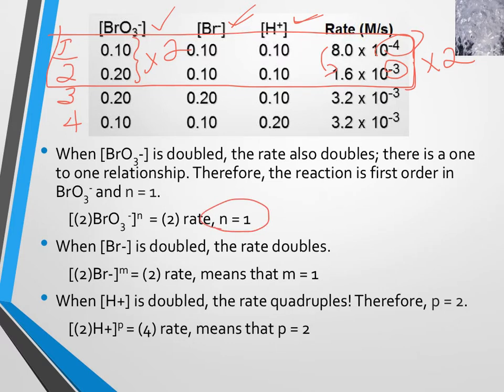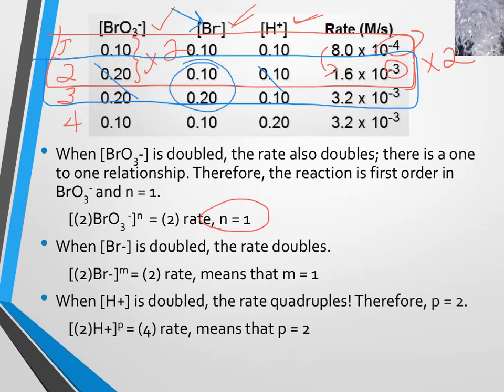Let's look at bromide ion now. What are the 2 experiments we need to compare where the other concentrations are held constant? That would be experiments 2 and 3. See, these are constant, those are constant. We're just looking at this. So if we double the concentration of the bromide ion, what happens to the rate? It also doubles. 1.6 times 2 is 3.2. So it's also first order with respect to the bromide ion.